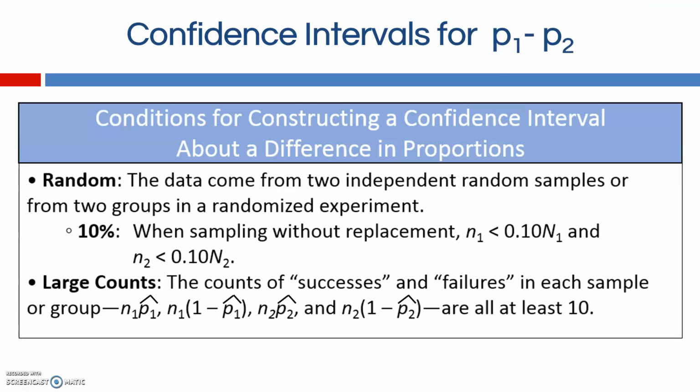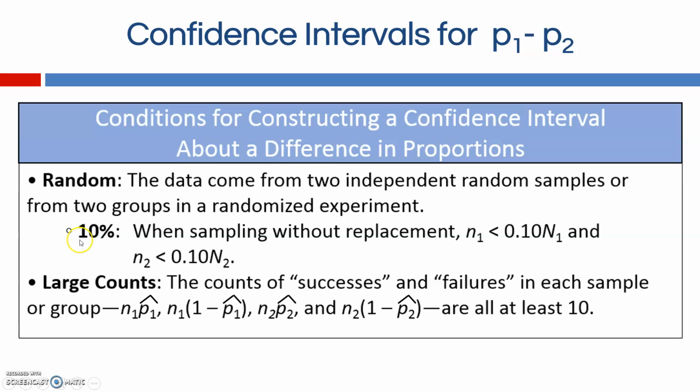All right, so these are our conditions, and you're going to notice some similarities to what we talked about last chapter. We still have a random condition, so your data should come from two independent random samples, that's if you're sampling, or from two groups in a randomized experiment. The 10% condition applies when you are sampling. So if you are conducting a randomized experiment, you can actually ignore the 10% condition.